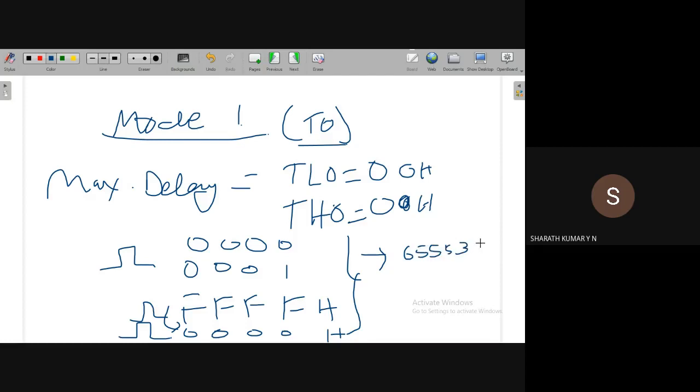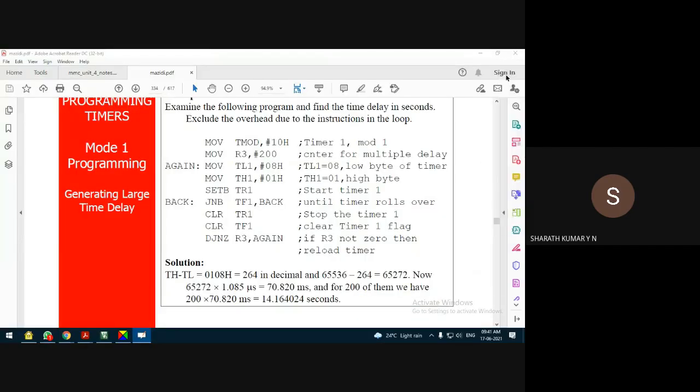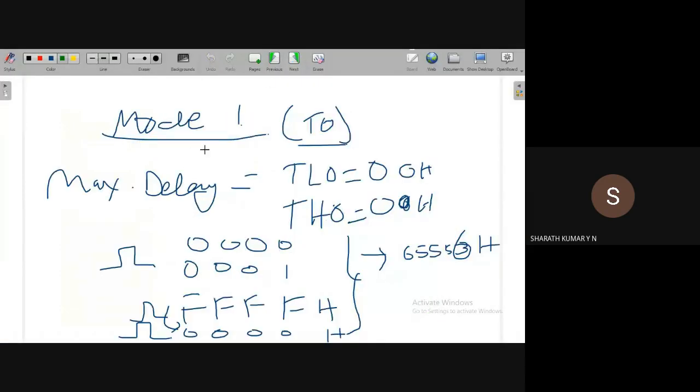In other modes of operation, the number of clock pulses counted is even lesser. For example, if you consider mode 2 operation, it counts only 256 clock pulses. Even the 13-bit timer counts fewer clock pulses, approximately 8,192. So the maximum number of clock pulse counting is possible only in mode 1 operation, which counts 65,536 clock pulses.